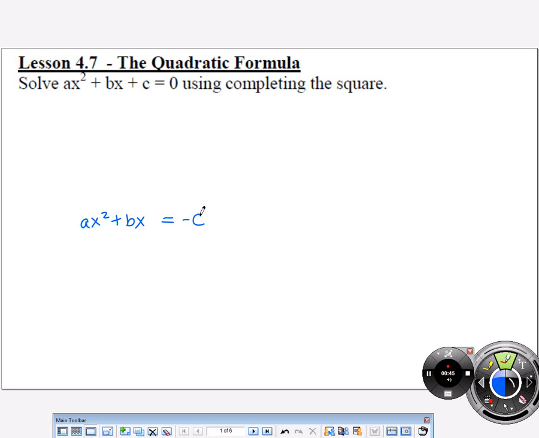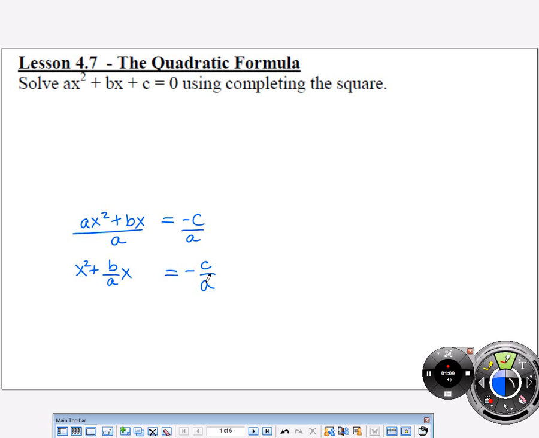Okay, the next thing I would do is that I can't complete the square when there's a coefficient here. So I'm going to go ahead and divide both sides by a so that this coefficient is no longer here. So I would have x squared plus b over a x equals negative c over a.